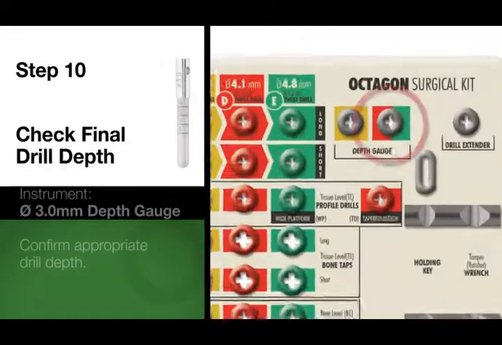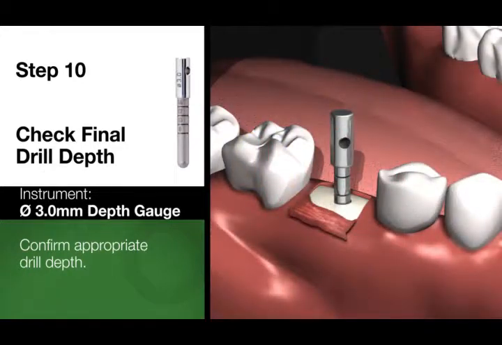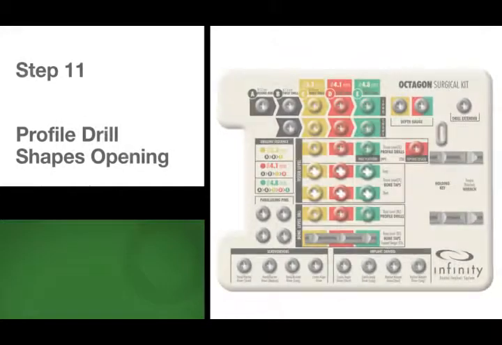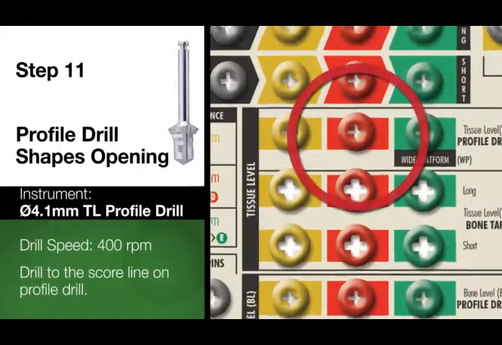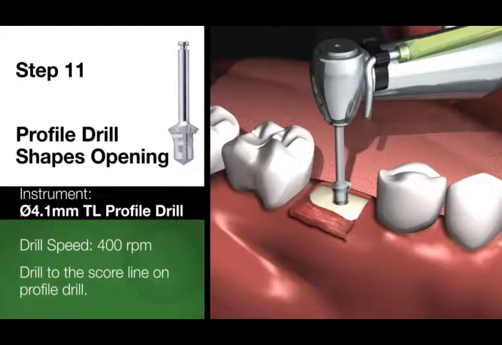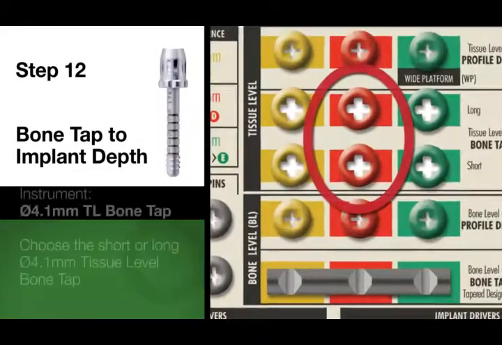Step 10. Using the 3 mm depth gauge, confirm the depth of the osteotomy matches the implant length. Step 11. Using the 4.1 mm tissue level profile drill, with a motor speed of 400 RPM and copious irrigation, drill to the score line on the profile drill. Step 12. Tap to implant depth.